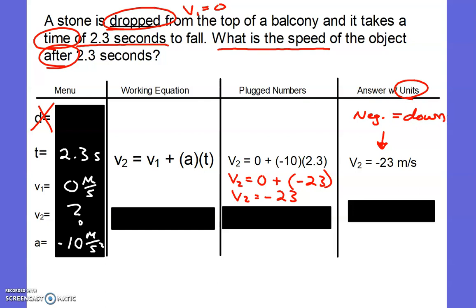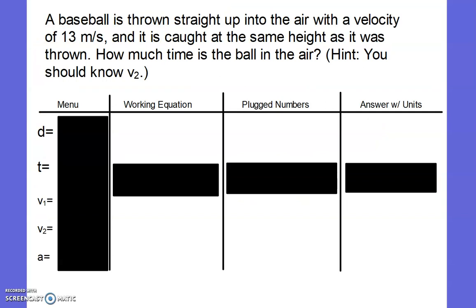Now in this next problem, we have a baseball that is thrown straight up into the air with a velocity of 13 meters per second, and it is caught at the same height as it was thrown. How much time is the ball in the air? And the hint is you should know V2. So I'm going to take this ball, throw it up in the air, and then it comes back down. First we have the 13 meters per second. It says a velocity of 13 meters per second, so that is our first velocity.